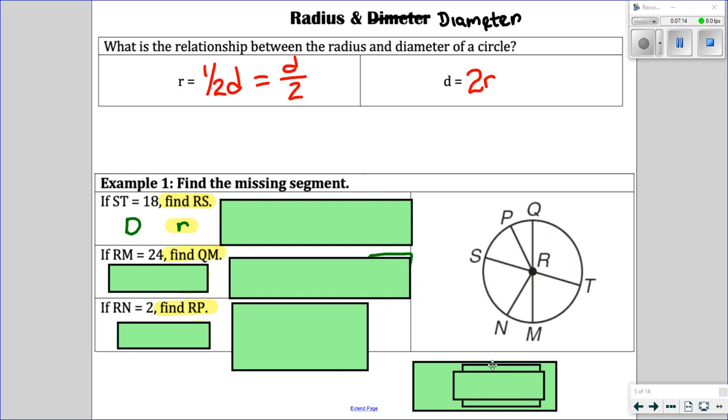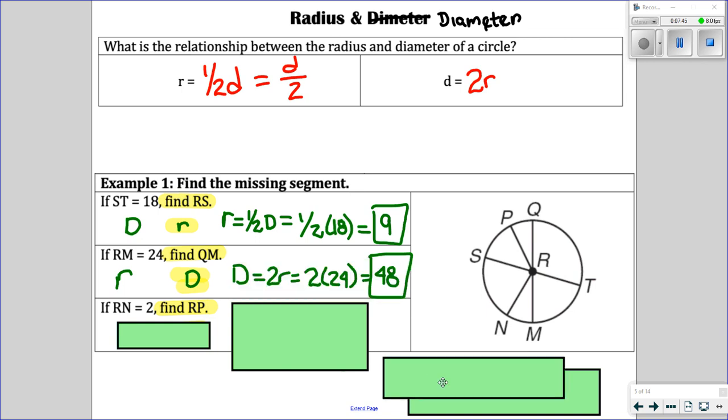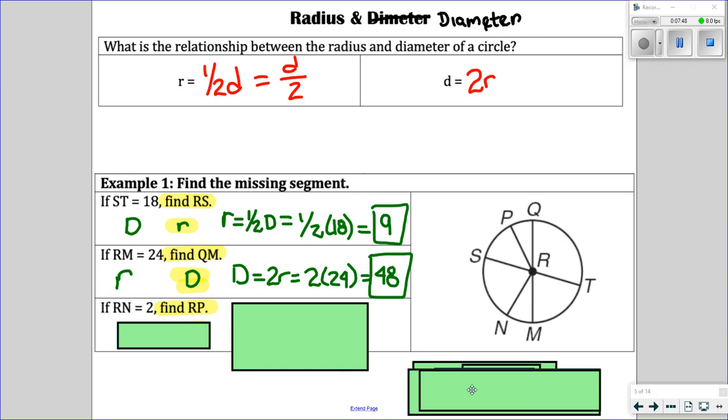How do we find R? R is half of the diameter. They gave us a diameter, so we're going to do half of 18, which will give us 9. So the radius is 9. Now let's say that they say that RM is 24. Find QM. RM is the radius, and QM goes through the center of the circle, so it is the diameter. So we label that. And now we need to find the diameter. How do we find the diameter? It's twice the radius. So it would be 2 times 24, which gives you 48 for the diameter.